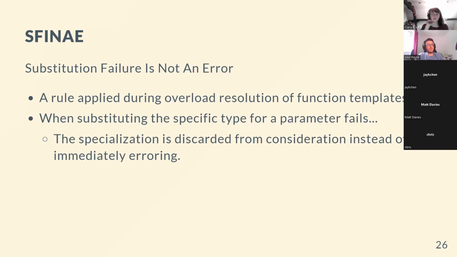Substitution failure is not an error is a rule applied during overload resolution of function templates. When you call a templated method, the compiler has a list of potential methods that you could be trying to call. And when substituting the template type T or whatever with the type used in the calling code, if compilation of that method fails, the compiler doesn't immediately give up. It's going to keep trying the next method available until it runs out of potential candidates. And we could take advantage of this rule in a specific case.